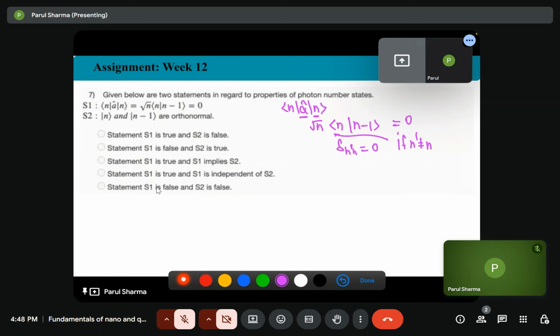Then it is given that n and n minus 1 are orthonormal. If these are orthonormal, then only we can say that the overlap of n and n minus 1 is 0. So the statement S1 is true, and S1 implies S2. So the option C is correct.